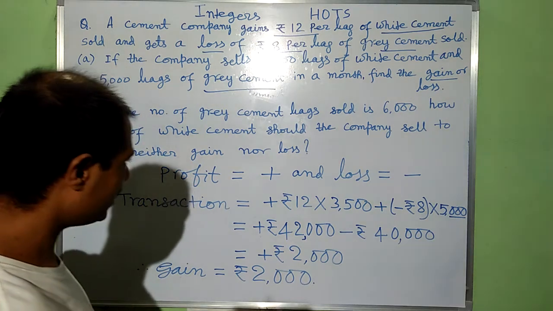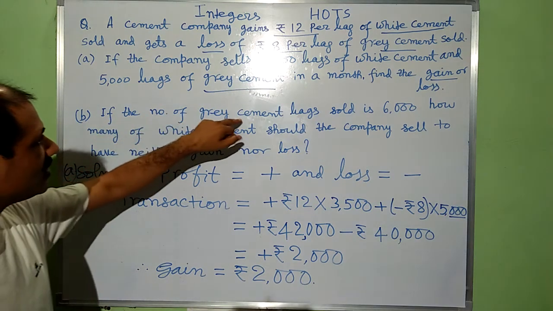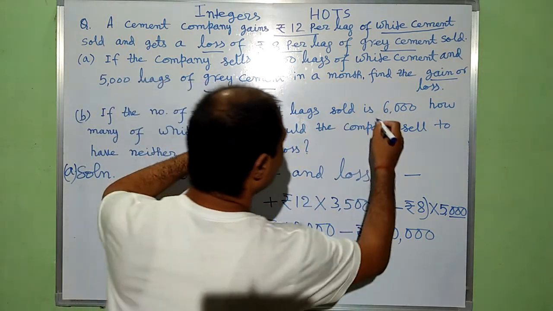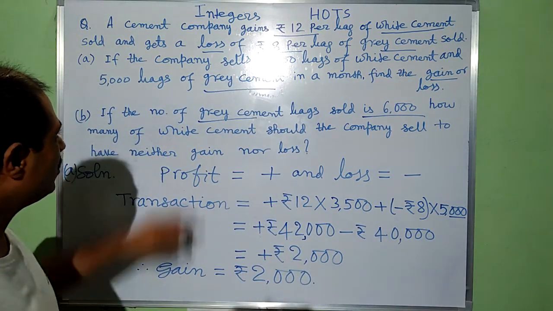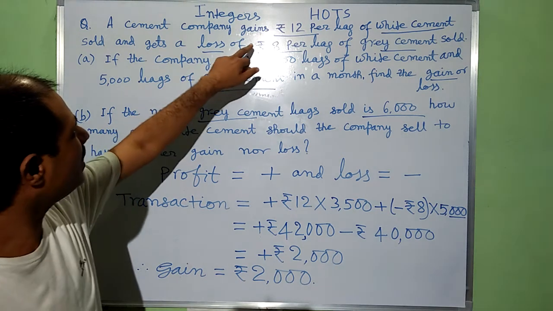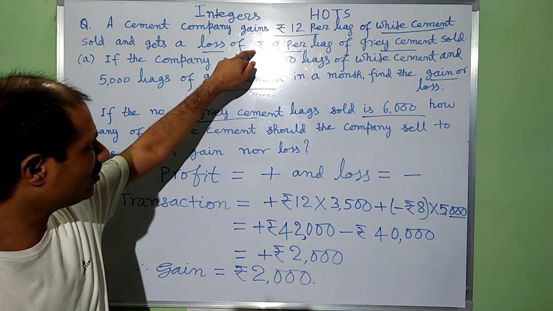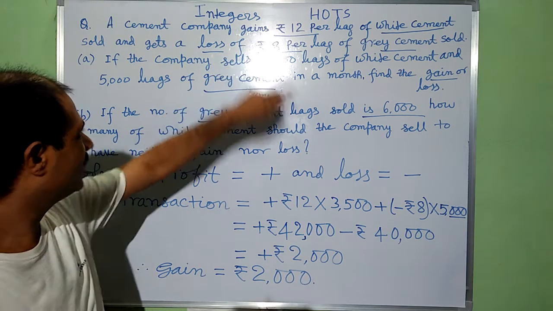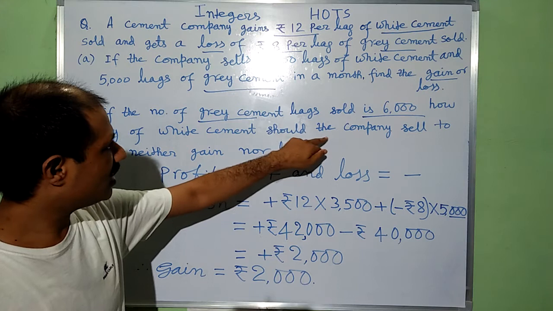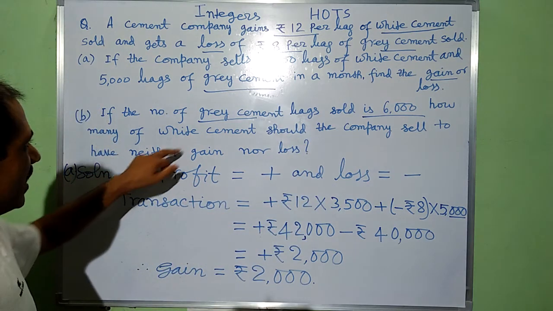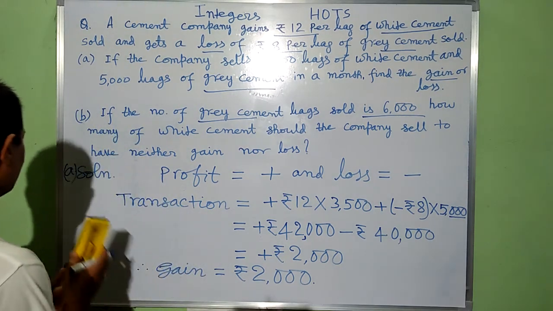Now try to understand the second one. B. If the number of grey cement bags sold is 6,000, on which the shopkeeper has rupees 8 loss. Rupees 8 is loss. So we have to calculate loss first. How many white cement bags should the company sell to have neither gain nor loss? We have to compensate it like this.